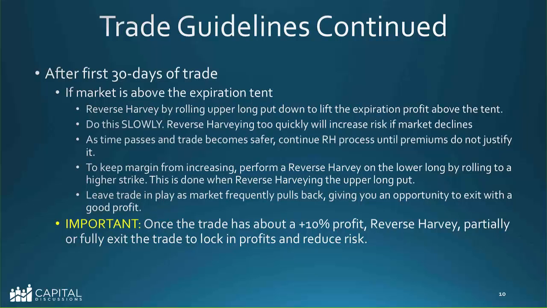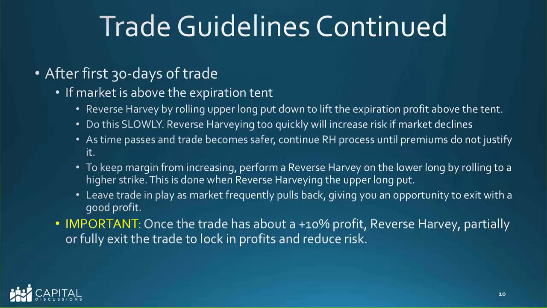And when you do reverse Harvey, you do lower the profit potential in the sweet zone. So if you want to try and leave the trade in play, the market does frequently pull back. That's one reason not to reverse Harvey too quickly, because if the market does come back, you want to have that lift above the expiration line to try and get some extra profits out of it.